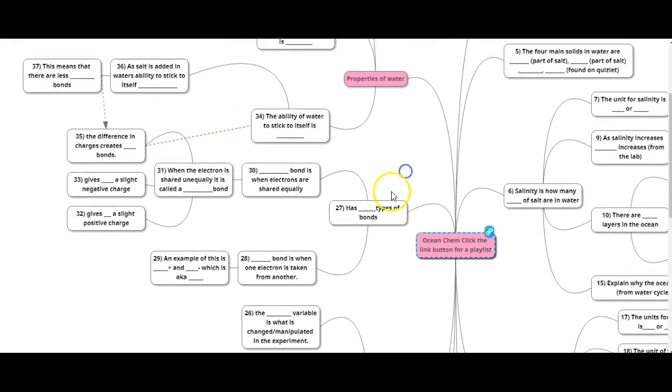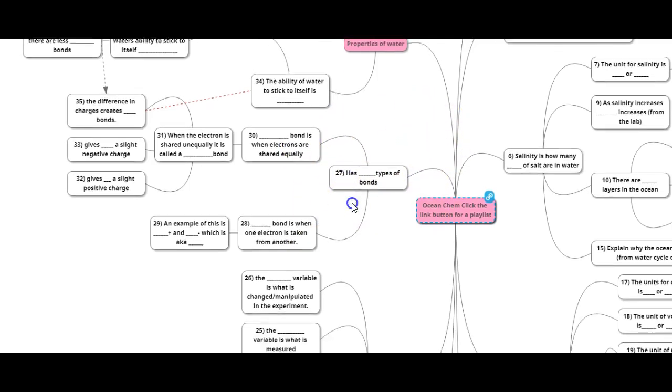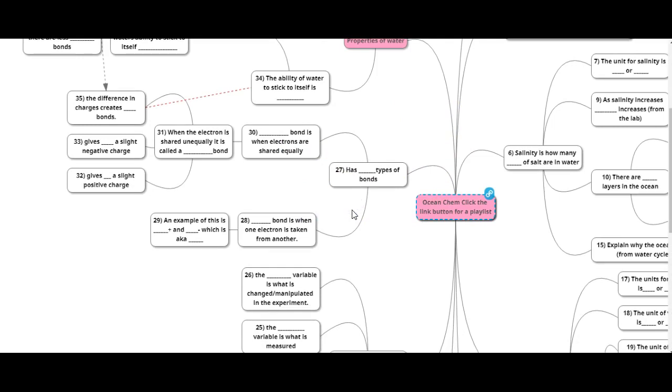Alright, coming over here to number 27. So water has, so the bonds we talked about, I'll accept 2 answers here. You could put 2, or you could put 3. Inside of the notebook, we had 3 columns like 1A, 1B, 2. So that's where the 3 comes from, or, you know, you can lump like 1A and 1B as 1, and then the next one as 2. What's important is you know the difference between the bonds.